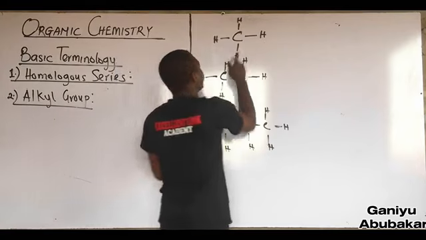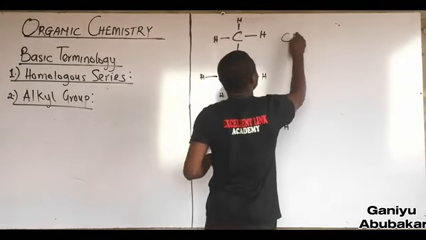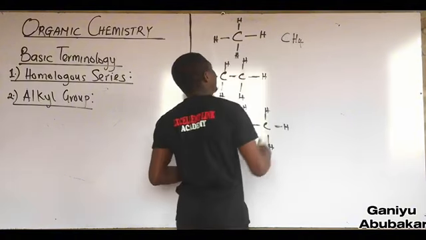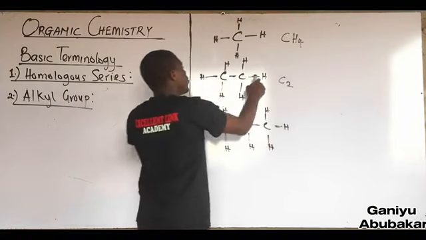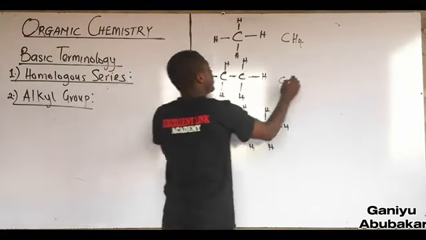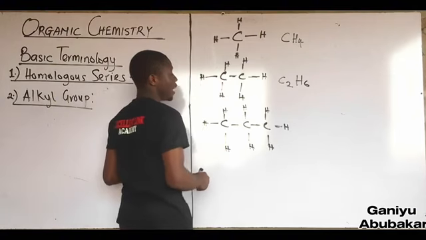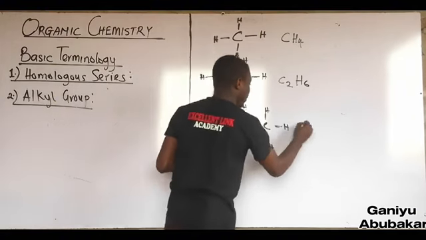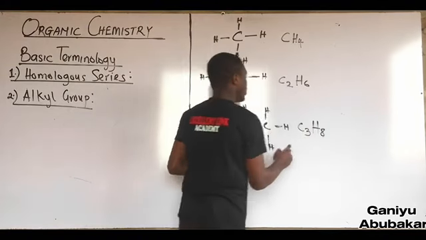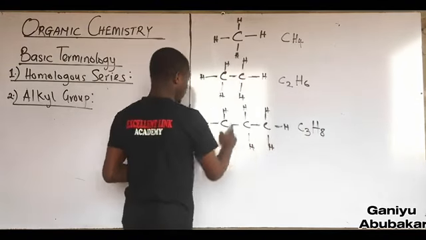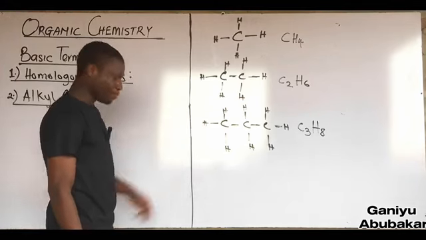So this one now is C, with 4 hydrogen, CH4, as the first member of the alkane. This is 2 carbon atoms, C2, 1, 2, 3, 4, 5, 6, H6, 6 hydrogen. For this one here, I have 3 carbon atoms, that's C3, then H8, 1, 2, 3, 4, 5, 6, 7, 8. So these are simply the alkanes, as I showed you earlier.